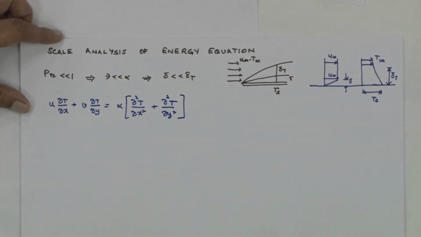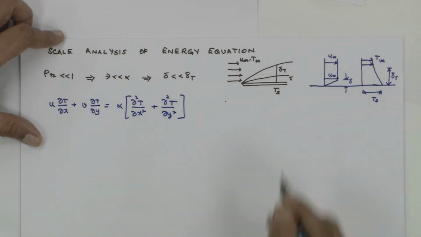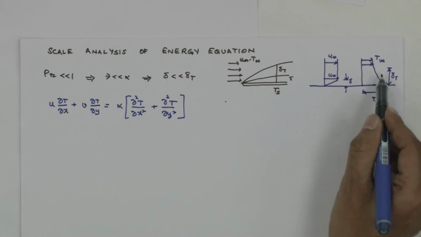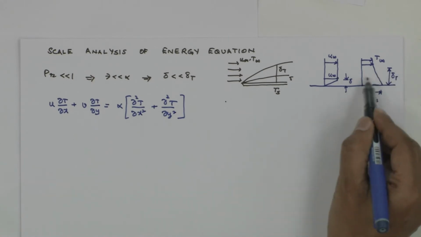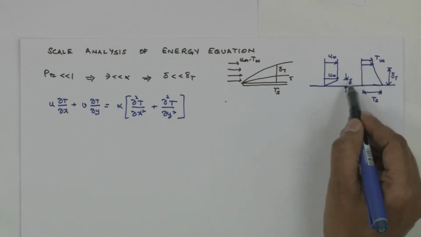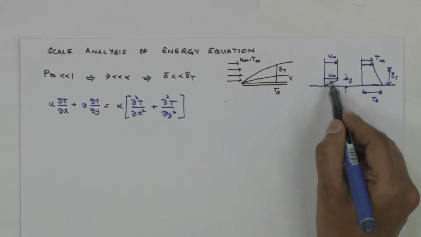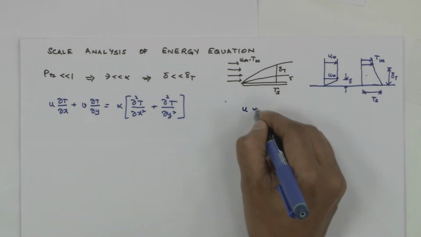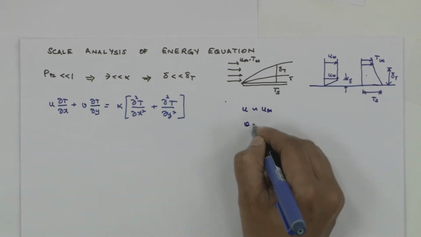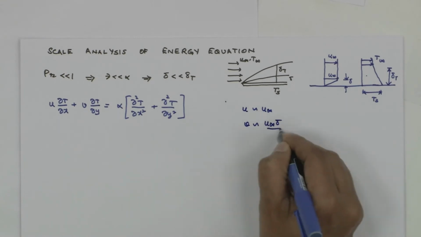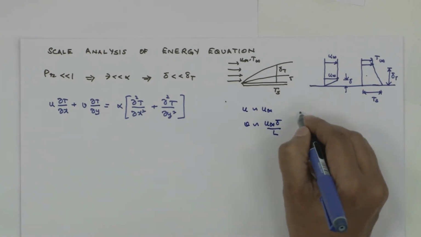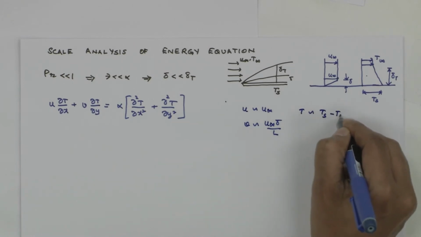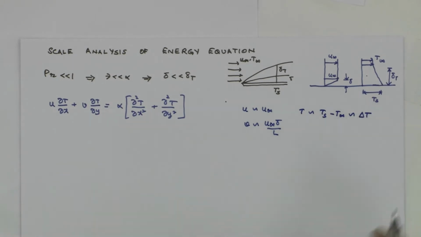This is what we had gotten. Now to recollect, you see here delta is very small compared to delta T. Within the delta T, I can assume the velocity is U infinity because delta is very small, everywhere here I can take it as U infinity. So U is of the order of U infinity, V is of the order of U infinity delta by L, and T is of the order of Ts minus T infinity, that is I would call it as delta T.